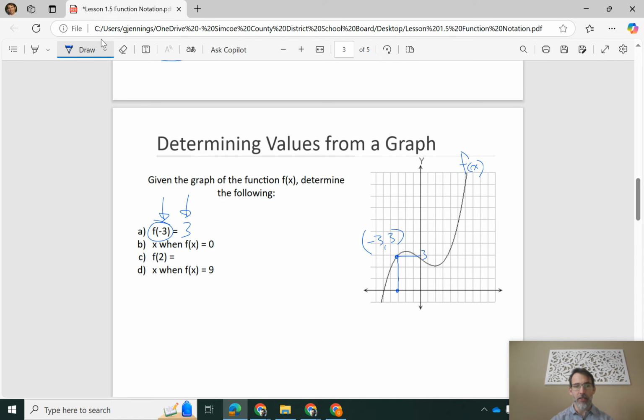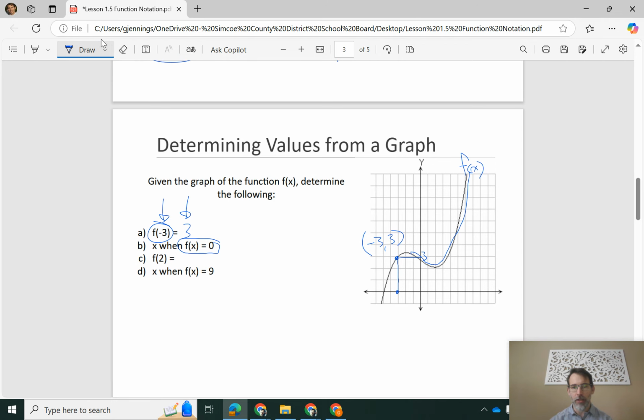Now, find x when f of x is equal to 0. Cool. When does this function equal 0? Oh, right there. So that's going to be x is equal to minus 5, or you could say f at minus 5 equals 0. We can go backwards and forwards too. f at 2: here's when x is 2, that's over here. I go up and I find it. Oh, that's 2. Okay. And x when f of x equals 9, let's find it.